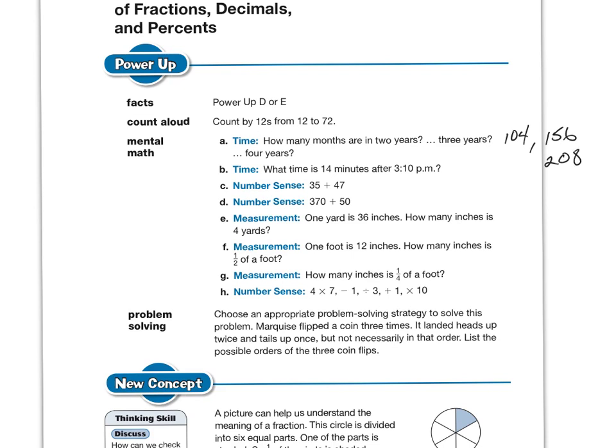Time. What time is 14 minutes after 3:10? So I add 14 minutes to 3:10, and I come up with 3:24. Make sure you put the colon in there.